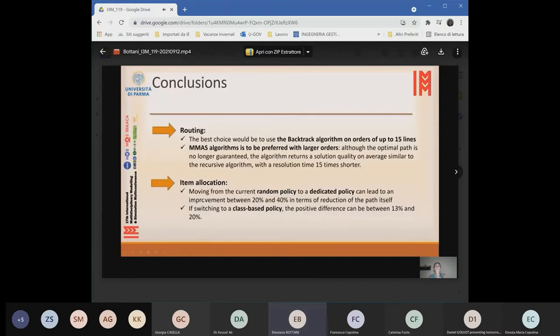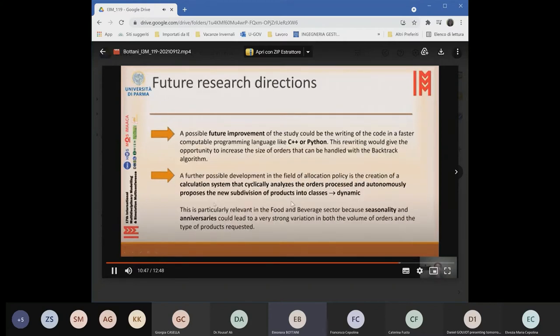About the item allocation, moving from the current random policy to a dedicated policy improves the results by between 20% and 40% in terms of reduction of the path. If switching to the class-based policy, the positive difference can be between 13% and 20%.